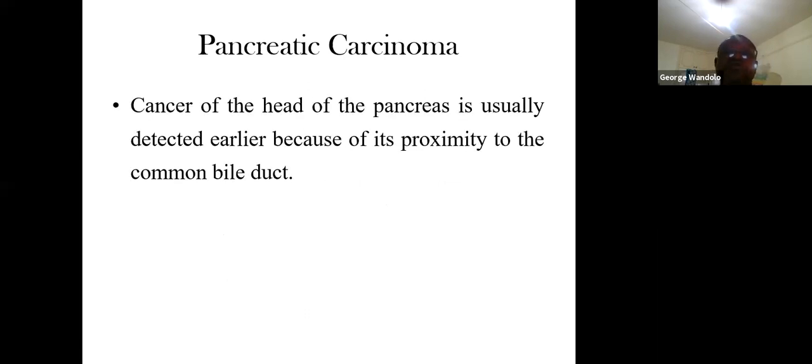Cancer of the head of the pancreas is usually detected very early because of its proximity to the bile duct. Any time we have malignancy at the head of the pancreas, we tend to obstruct the bile duct. And when we obstruct the bile duct, we cause retrograde accumulation of materials that are usually drained by the bile duct. So a tumor of the head of the pancreas is commonly associated with accumulation of materials like bilirubin. So jaundice is a common presentation of this tumor.